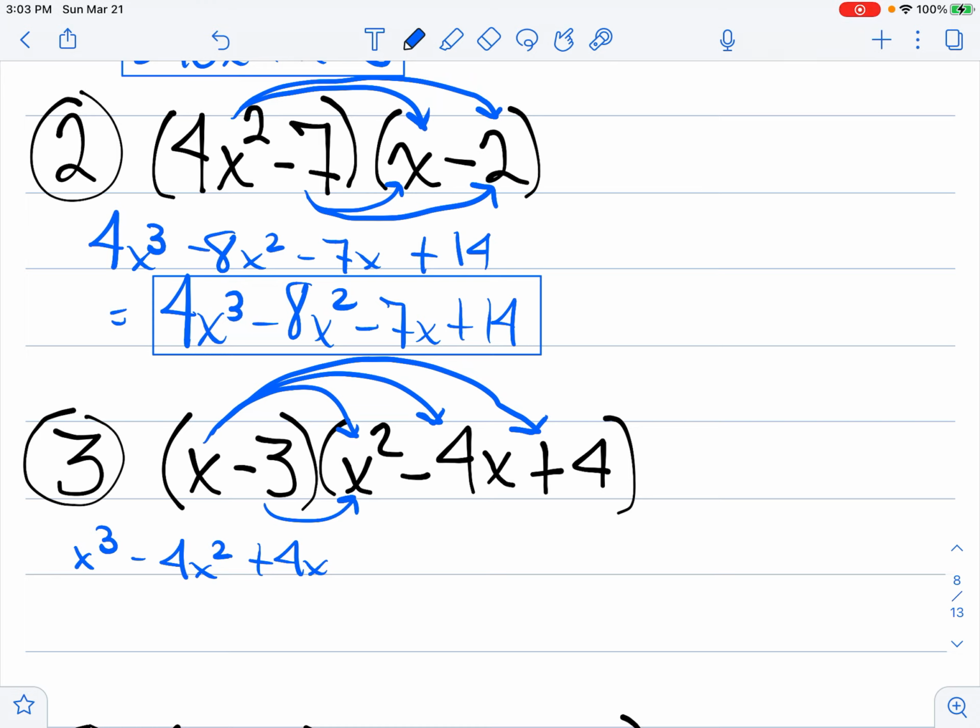So negative 3 times x squared, we get negative 3x squared. Negative 3 times negative 4x becomes positive 12x. And then finally, negative 3 times positive 4 is negative 12. Those are the 6 products.